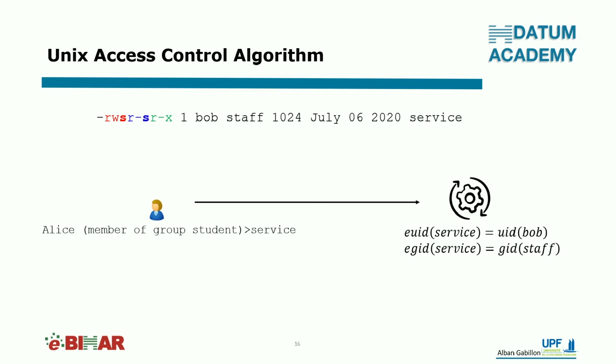This is again the same example, but this time Bob has set the setUID and the setGID flags of file service. So what will be the protection domain of the process created by Alice from this program? Since setUID and setGID flags are set, the protection domain of the process will be the pair UID of Bob, GID of Staff. That is, the process inherits its privileges from the owner and from the group of file service.